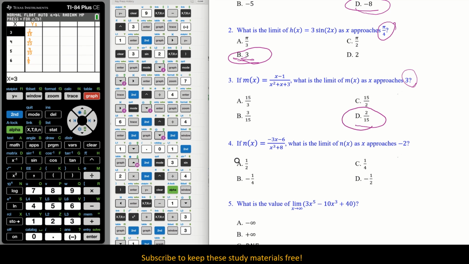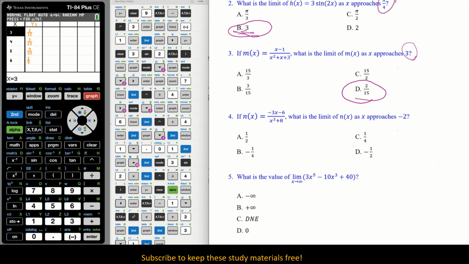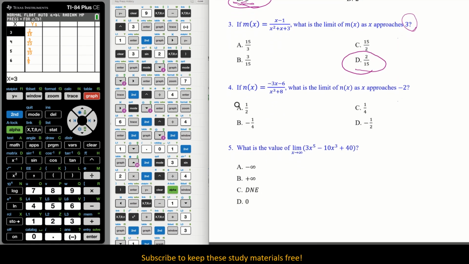Now, there are ways to, yes, I agree. You can do all this by hand. You can just plug 3 into your rational function as is, and you will come out with 2 over 15. Okay. But this is a nice, accurate way to check that. And it's very quick if you practice with it and get used to it. That being said, let's try number 4.